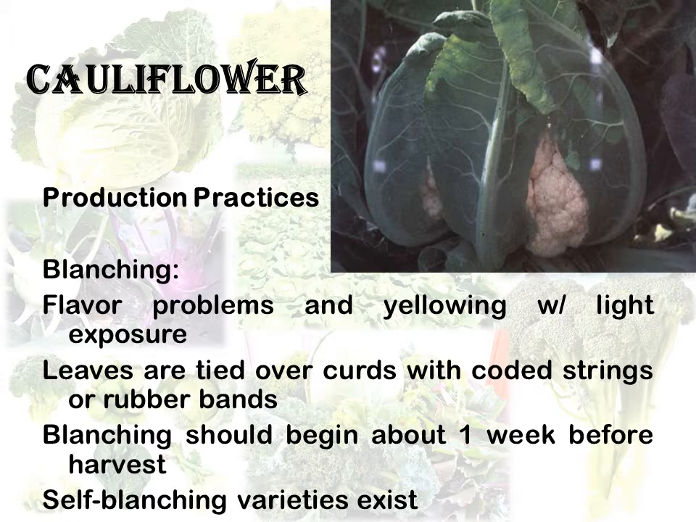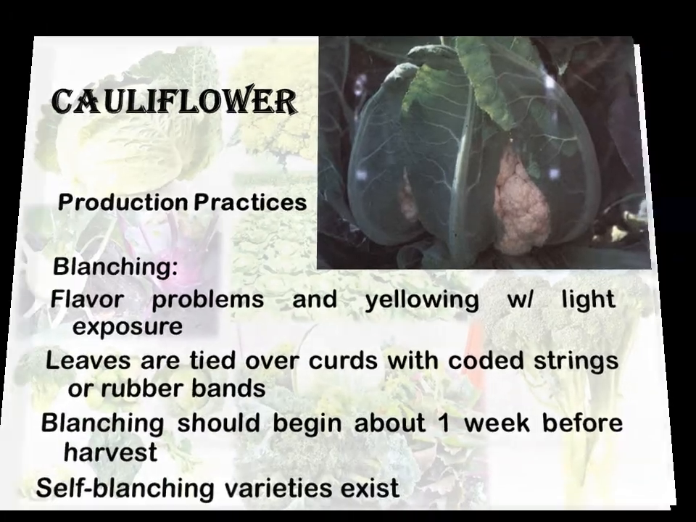leaves are tied over the curds with cord string and rubber bands. Blanching should begin about 1 week before harvest. Self-blanching varieties also exist. Some varieties cover their curd by themselves. So these are the important cultural practices that you have to know.